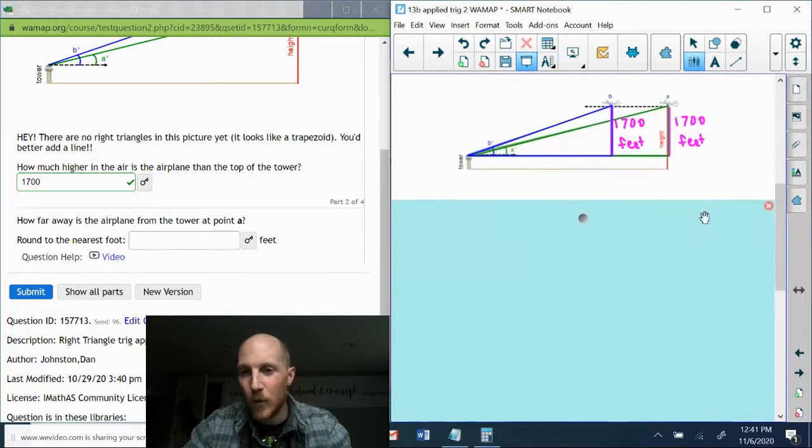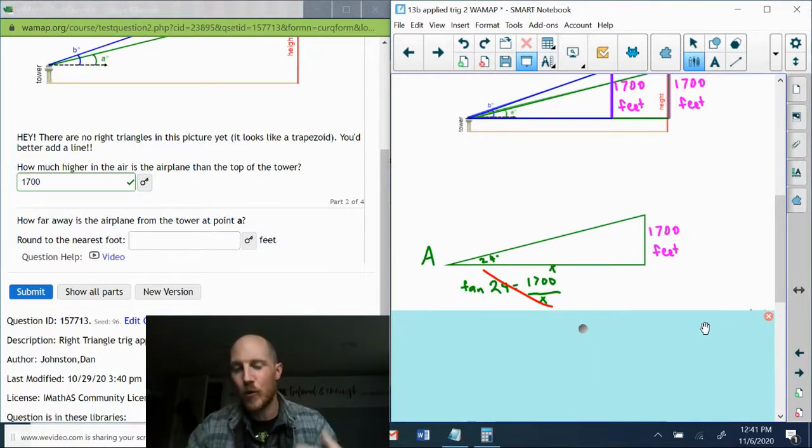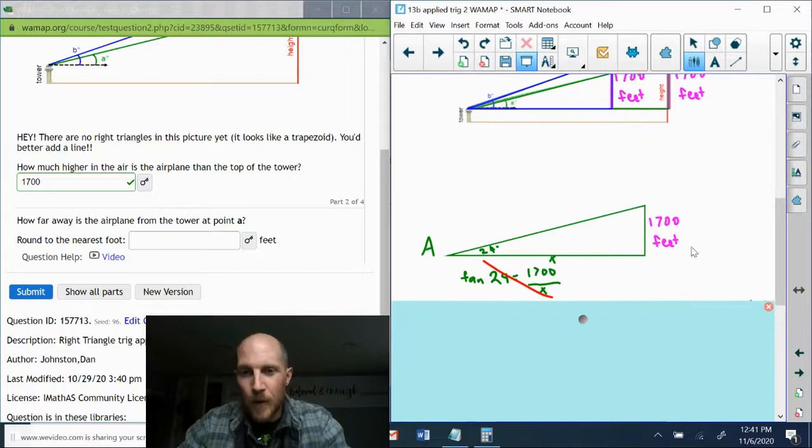If I take these triangles out of the diagram, they are both going to have the same height of 1,700 feet. And so if I take both triangles out of the diagram, I could put them back together so they do share a common side. I'll show you that in a minute.